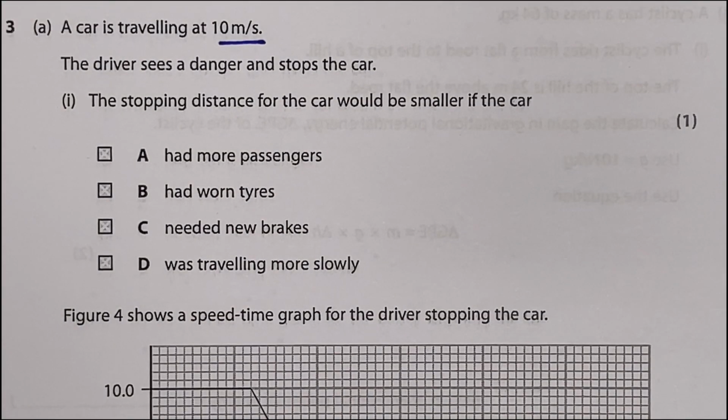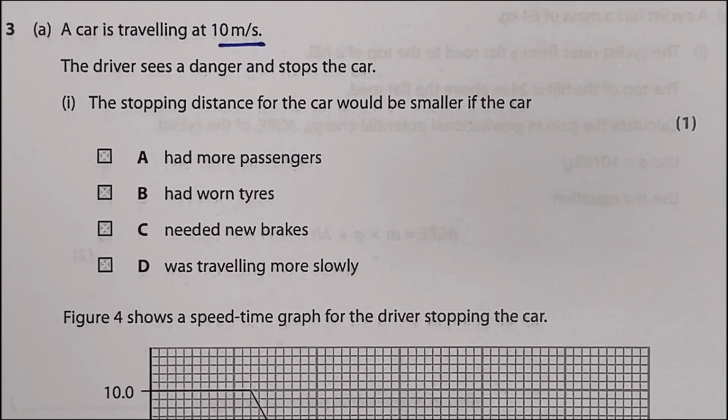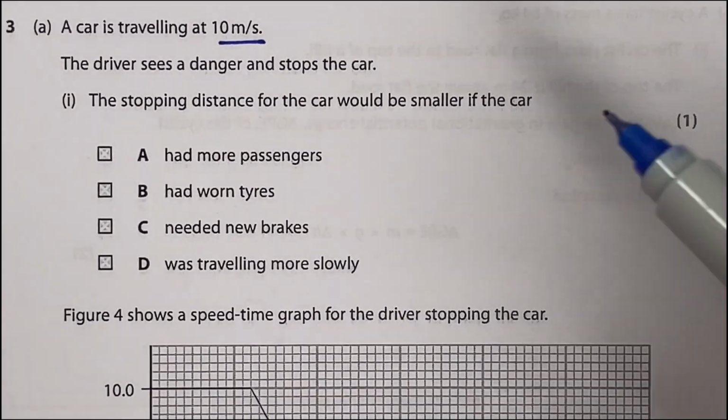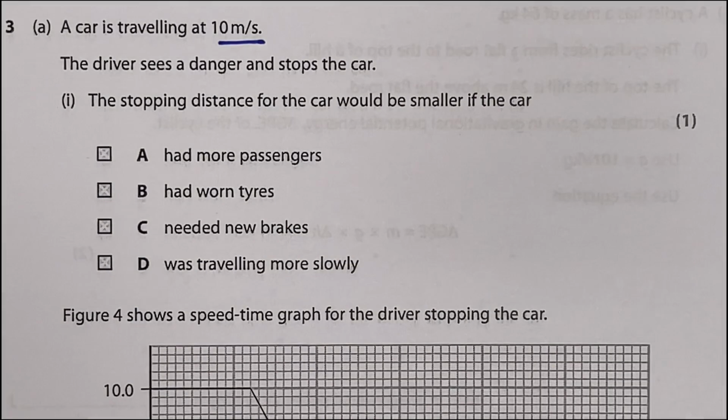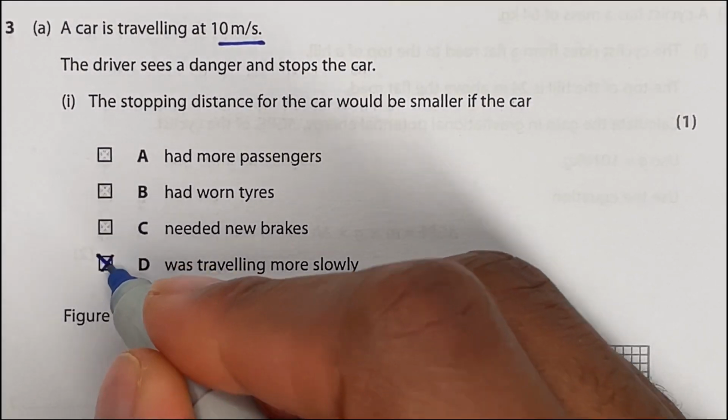The driver sees a danger and stops the car. The stopping distance for the car would be smaller if the car had more passengers. No. Had worn tires? Definitely no. Needs a new brake? No. It's traveling slowly. Okay, yes. So that gets my 1 mark.